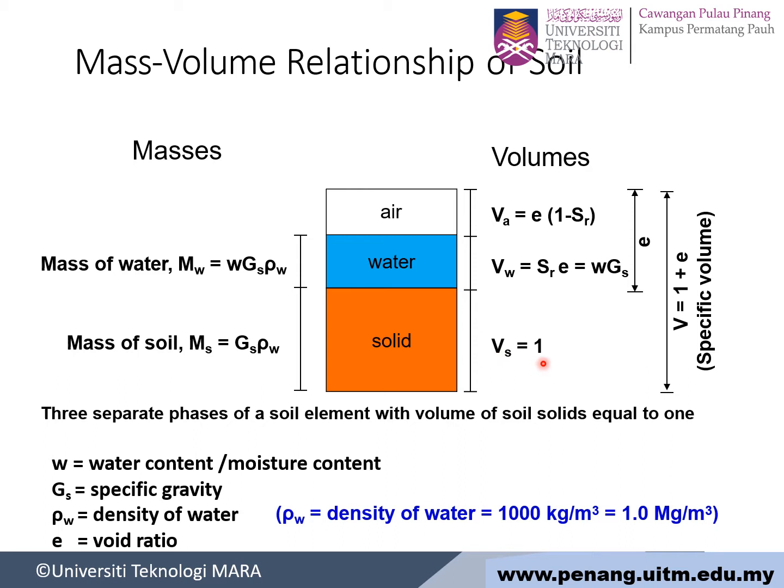Alright, so how does 1 plus E come out? So we have 1 plus E here. Because E times 1 minus SR, so E minus SRE. So E minus SRE plus SRE, it becomes E. Okay, that's why this one is E. Alright.